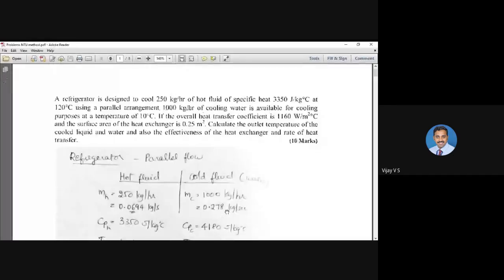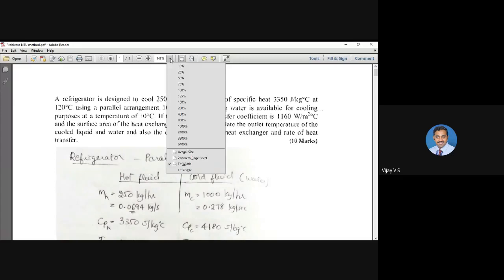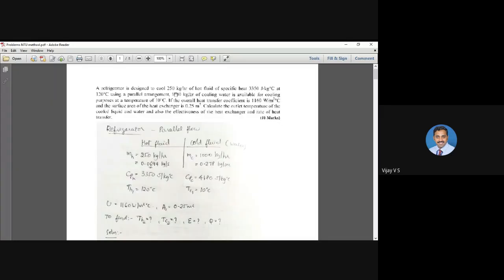Okay, now I will go to the problem. Is it visible? It's not a PPT, it's a PDF file. Yes, sir. Okay, so all these problems are from the last 3 question papers, and 1 from the textbook. So we will go through them one by one.